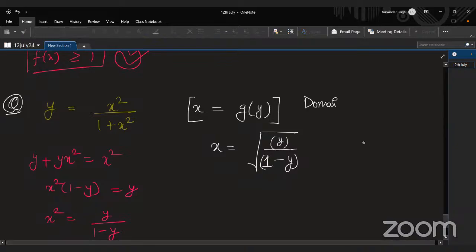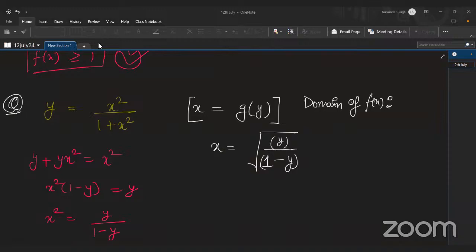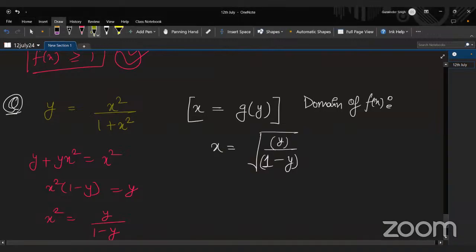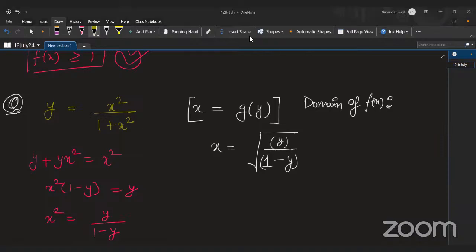Tell me what will be its domain? Domain of f of x. Tell me what is its domain? See, look at the denominator. Can the denominator ever be zero in this case? No, sir. So is there any constraint? Tell. Y is not equal to 1, sir. Sorry, y is not equal to 1, sir. Why?